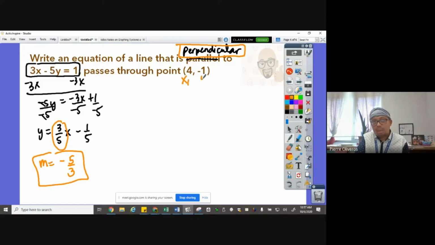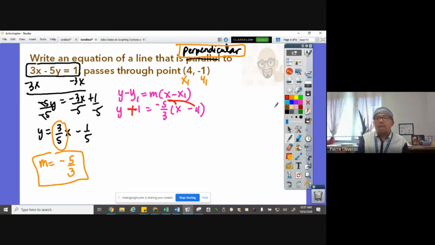And this is our x sub 1, this is our y sub 1. Putting it in point slope form, y minus y1 is equal to m times x minus x sub 1. So y minus y sub 1 here, it's y plus 1 is equal to -5/3 times x minus 4. Okay, so here we're going to simplify. Some of you can distribute this one here. I know most middle school teachers will encourage you to distribute. Let's try it that way, and I'll show you both ways and see if we get the same answer.